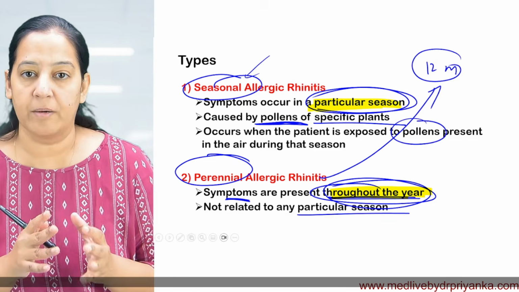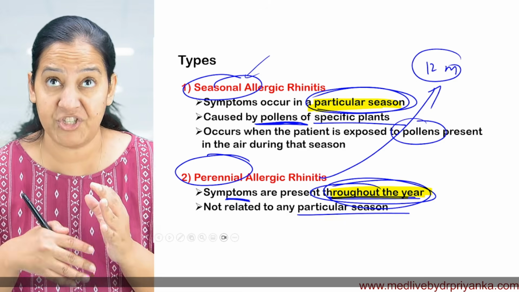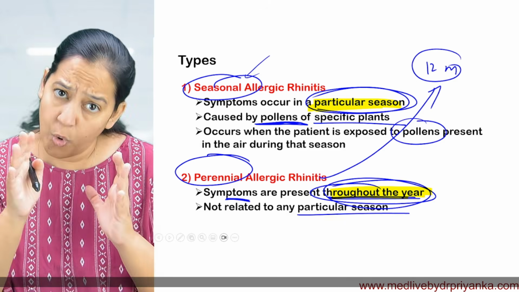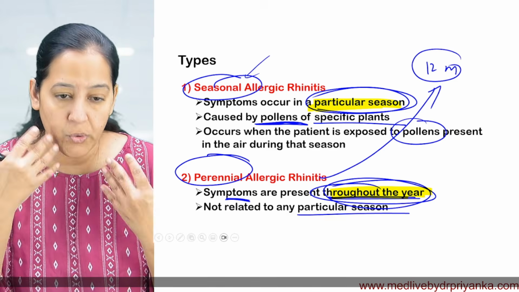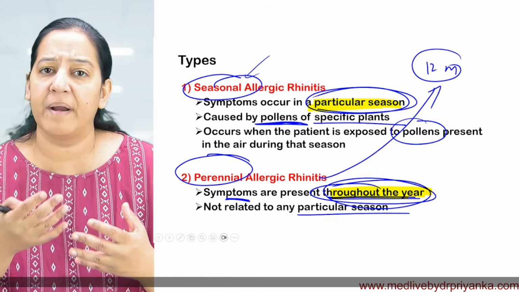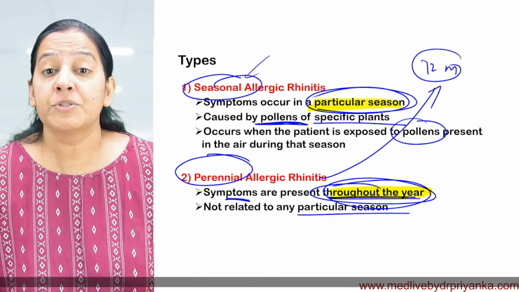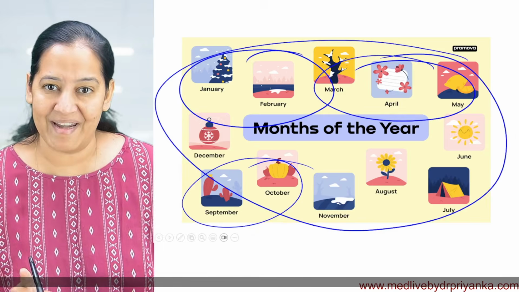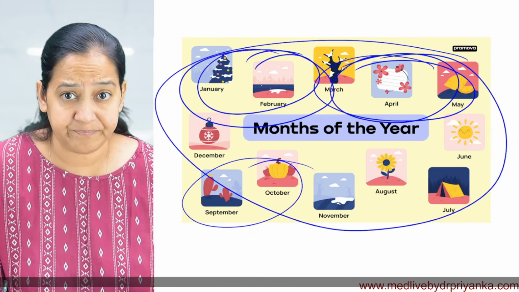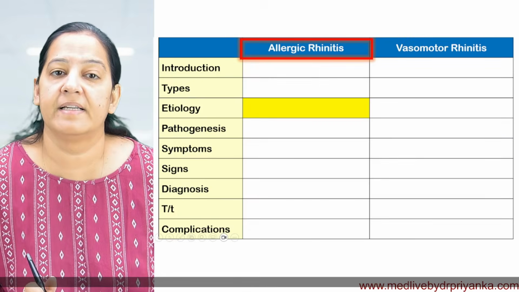So some persons will come to you. If you are an ENT specialist, the patient may come to you and say, I am having allergy in a particular season. Only in rainy season, I am having runny nose, sneezing, and all the symptoms of the allergy, not throughout the year. Or some patient may come giving the symptoms throughout the year. So it is of two types, seasonal and perennial. If it is throughout the year, it's perennial. If it is in a particular season, it is seasonal.